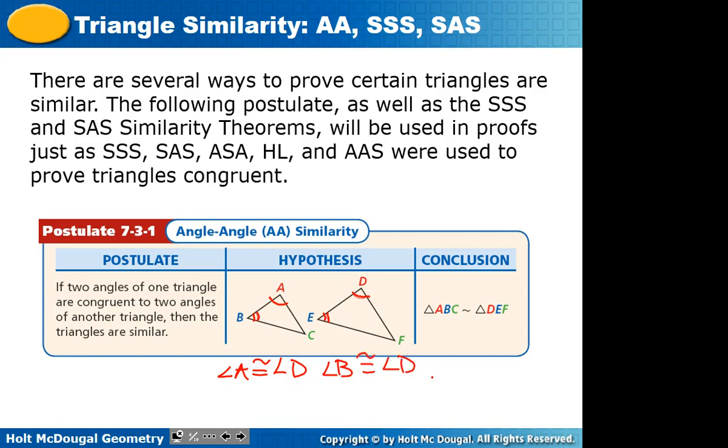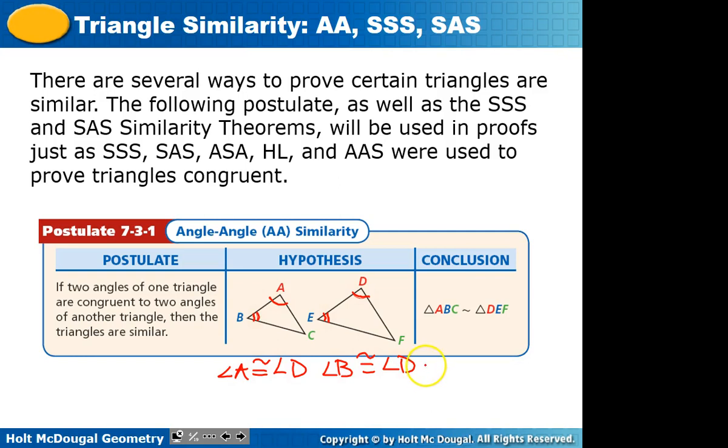Now we know these 2 triangles are similar because by the third angles theorem, we also know that C is congruent to F. And as I've shown you guys many times, if a triangle just gets bigger, then it is automatically similar if the angles are congruent.